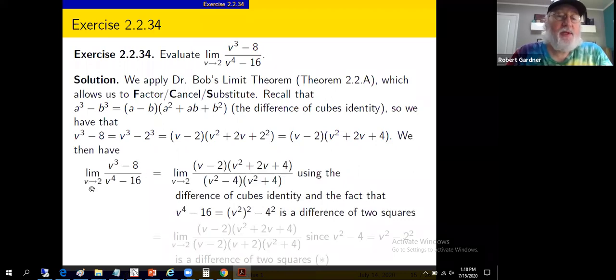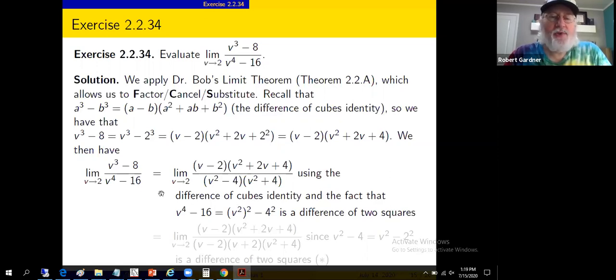So we can take the limit as v approaches 2 of the given function, take the v cubed minus 8, and replace it with this. So there's the factoring of the numerator. Hey, the denominator is a difference of two perfect squares. This you remember, I hope. And that we can write as the first minus the second times the first plus the second, taking square roots of both of these. So we'll deal with a v squared and a 4. So we get v squared minus 4, v squared plus 4.